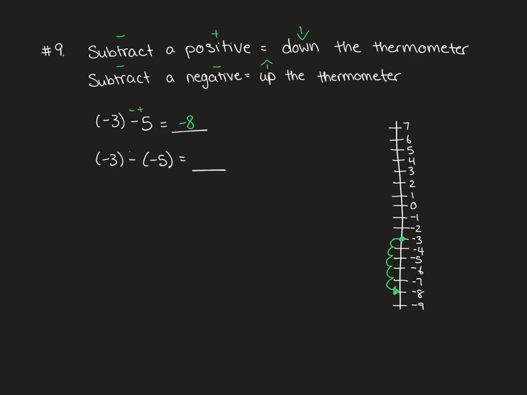If we're subtracting a negative, we're going to move up the thermometer. So we would start at the same place at -3 and go up 5 spaces. 1, 2, 3, 4, 5. So we would end up with +2. So just remember which order we're going. Subtract a positive, we go down. Subtract a negative, we go up.